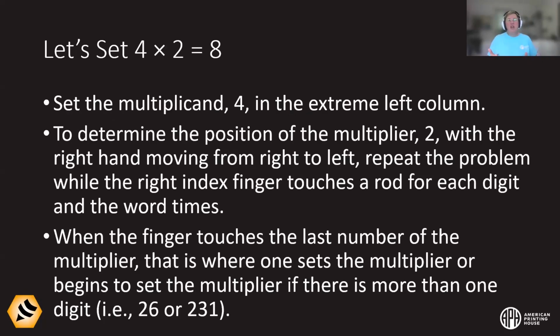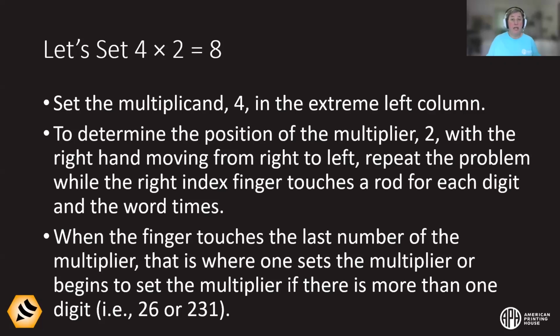Okay, now we're going to get to setting problems. We're going to start with a 1 digit times a 1 digit number, even though a student will not need the abacus to solve it. They already should know the answer. This is to help understand setting a problem on the abacus and then understanding where answers are, where the product shows up. We need to set the problem. 4 times 2 equals 8.